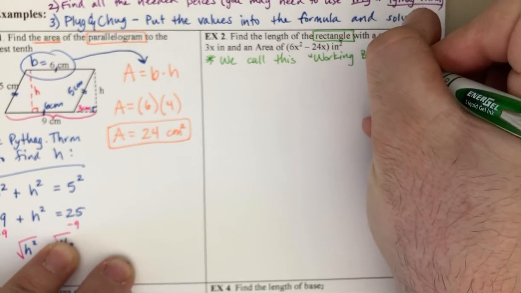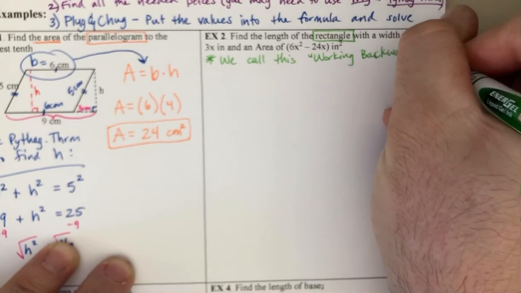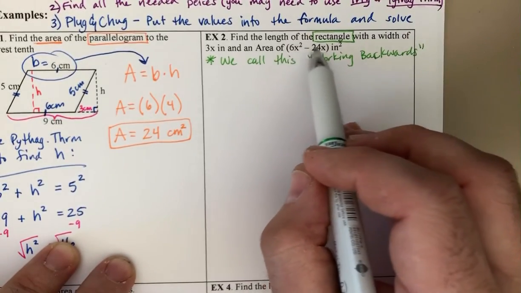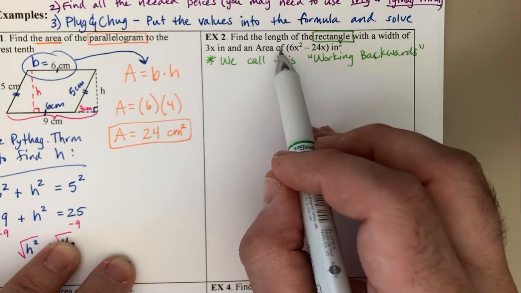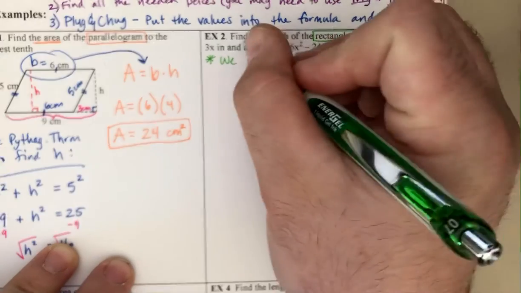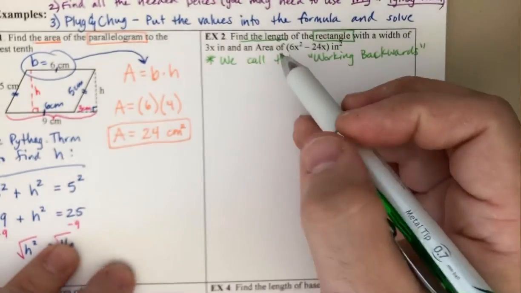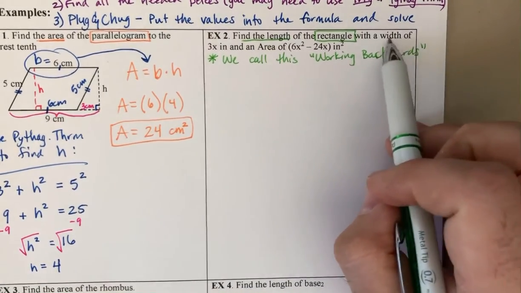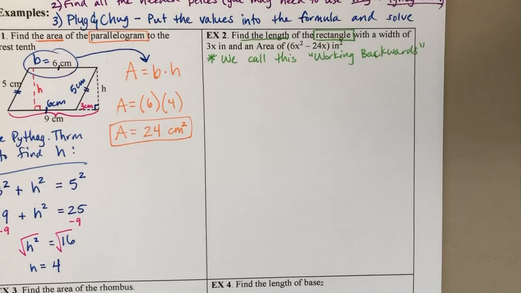And why is it working backwards? It's because we know the area, right? It gave us the area right here. The area is 6x squared minus 24x square inches, and we're trying to find the length. So we're looking for one of the pieces given the area. And we are given also the width of 3x. So it's working backwards.